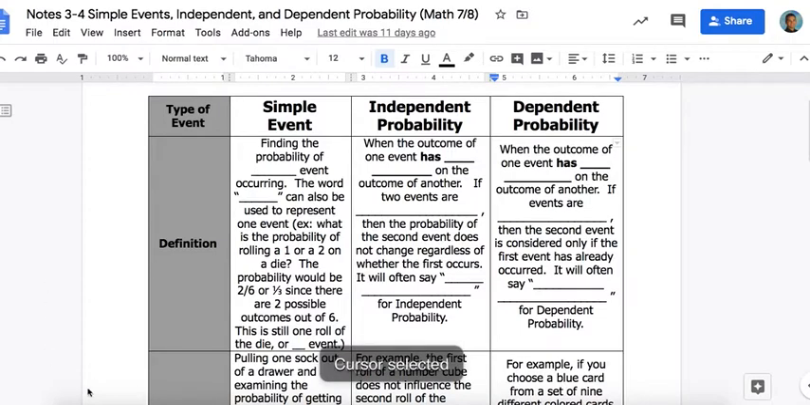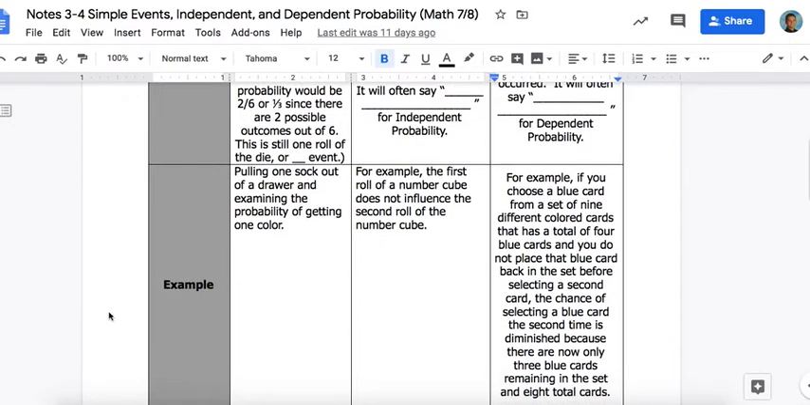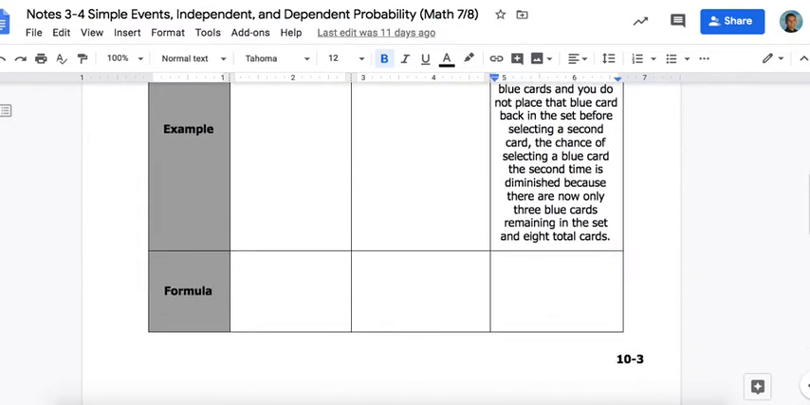And then, of course, another example here: pulling one sock out of a drawer and examining the probability of getting one color. So the formula for this is the probability, which is our desired outcome divided by the total outcomes.